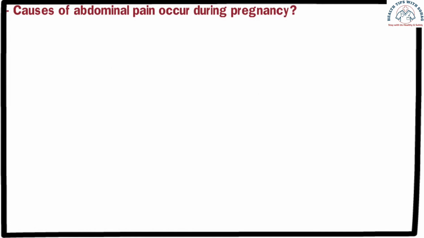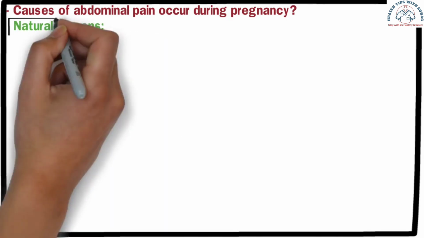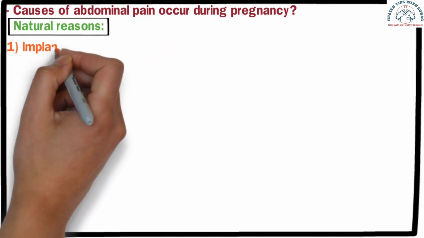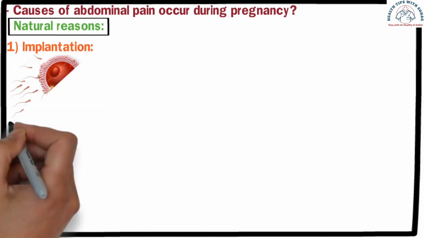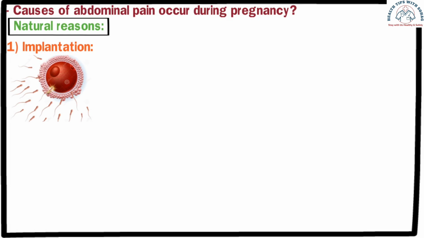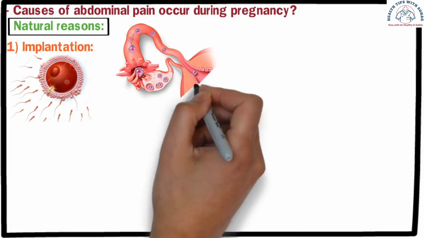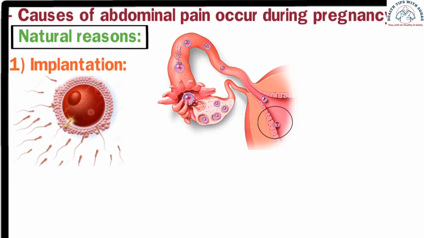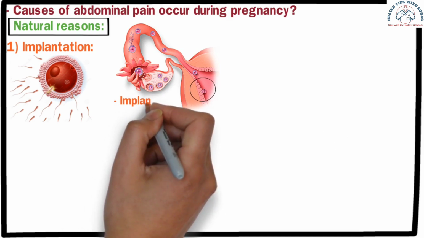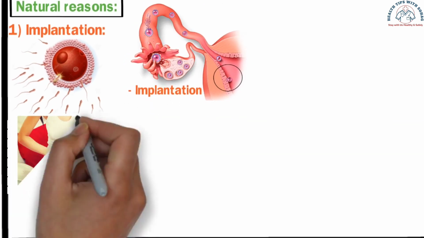Abdominal pain during pregnancy can occur due to both normal and abnormal reasons. Firstly, let's discuss the natural reasons. Number 1. Implantation. During ovulation, when the female egg and male sperm unite, it forms an embryo. This embryo then attaches itself to the inner part of the uterus, known as the endometrium, in a process called implantation. At this time, women may experience mild abdominal pain.